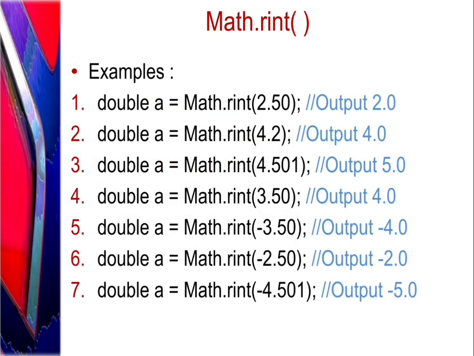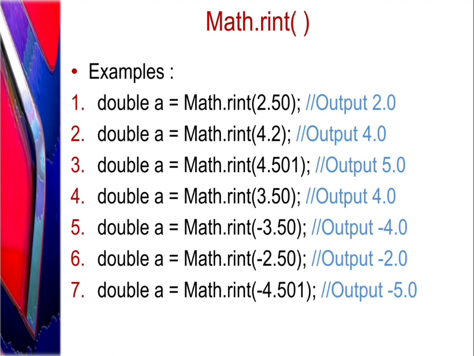See the next. I'm trying to create all types of examples so that you are able to understand what rint is going to do. See, 2.50: 2 is an even value, that's why you are getting 2.0. Whether it is 0.5 doesn't matter. If you are providing even, you are getting even. See the second example, 4.2, you are getting 4.0.